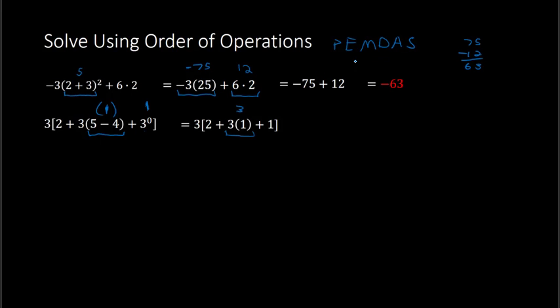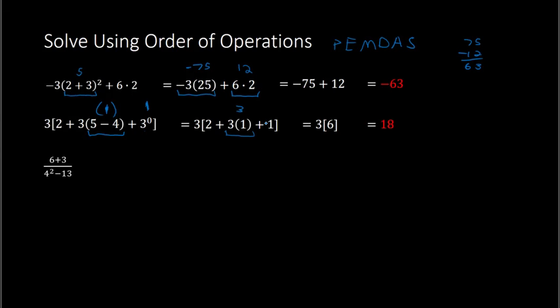And then I can add and subtract here within the brackets. So I have 2 plus 3 is 5. 5 plus 1 is 6. So this bracket right here would be a 6. So I now have 3 times 6, which would be 18.